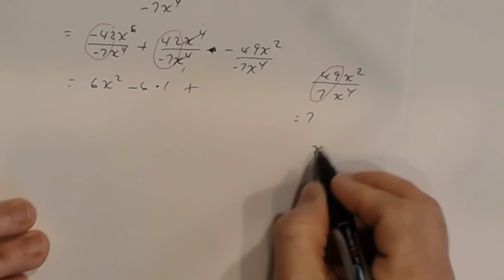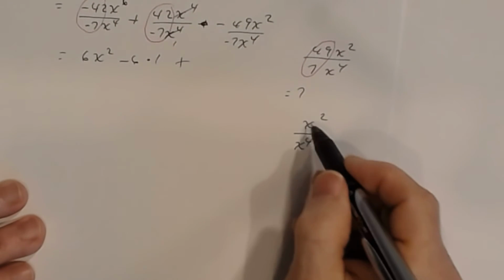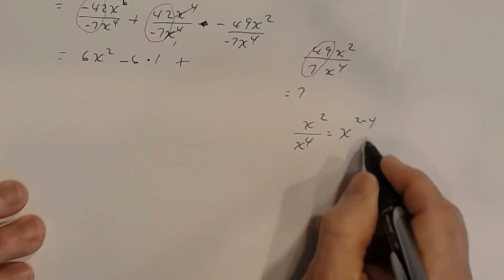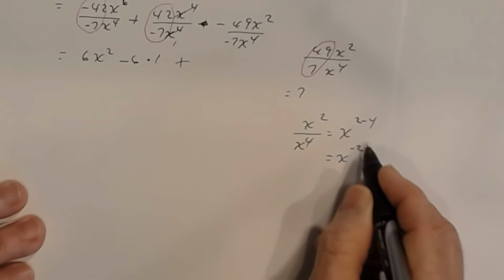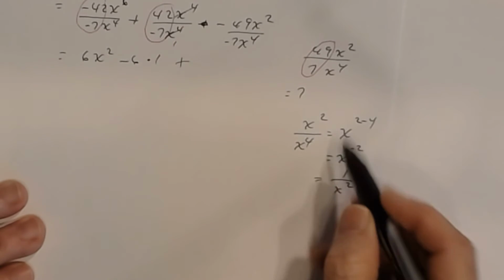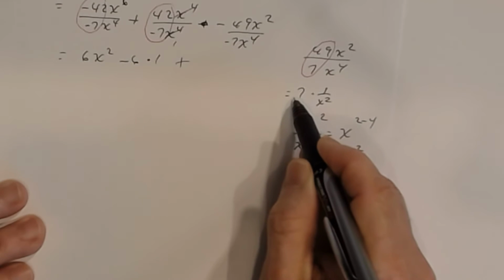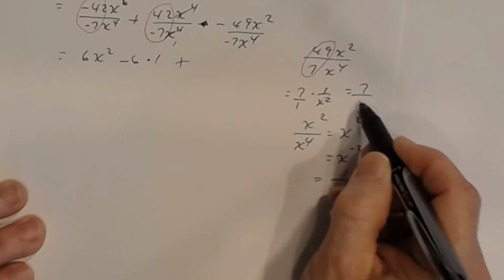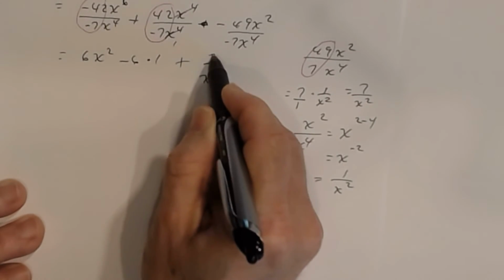See, that's x squared divided by x to the 4th. Think about this in different points of view. Divide like bases, subtract exponents. So it'll be x to the 2 minus 4. 2 minus 4 is a negative 2. I don't want negative exponents, so I have to rewrite this. So that's 1 over x squared. So this becomes 7 times 1 over x squared. And 7, remember, is 7 over 1, so 7 times 1 is 7. 1 times x squared is x squared. So this is 7 divided by x squared.